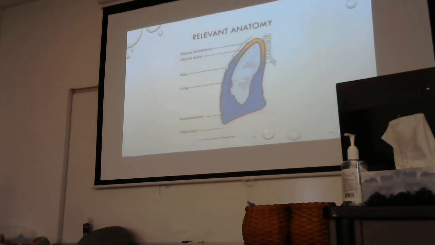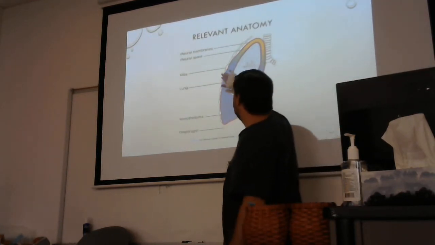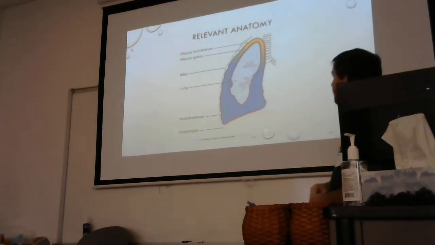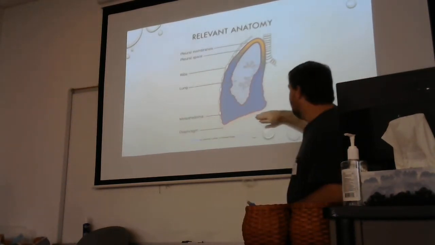So, relevant anatomy, you got a picture of the right lung, so you've got your pleural membranes, which is that light purple peak towards the outside. You've got your pleural space, which is where your chest tube is going to be inserted into. Positioning depends on where the location of the pneumothorax is, or the hemothorax. You got your ribs there that you're going to go through to the intercostals, and of course your diaphragm down here.